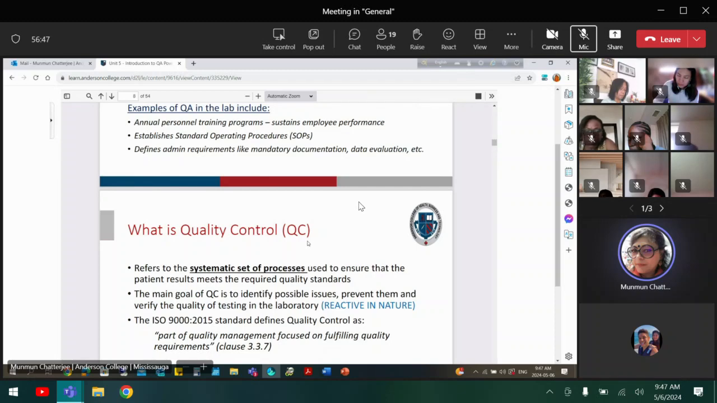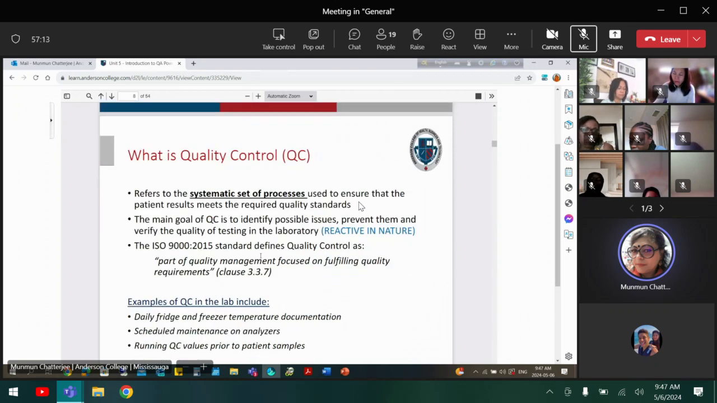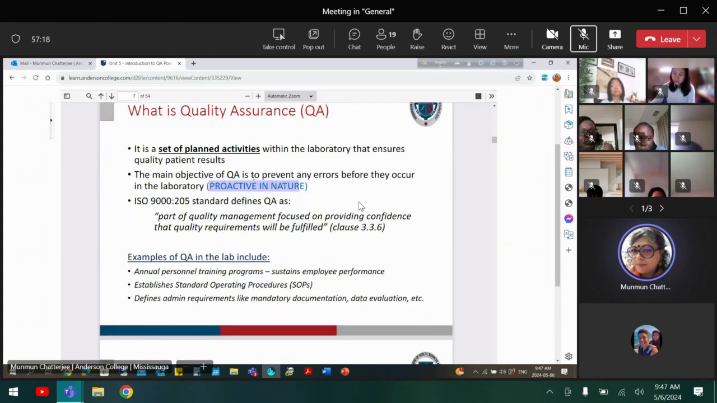So what is quality control? Quality control is that you are doing something, testing something, to make sure it is within the standard. If it works and is 100% good, then that tells you this is the managed quality assurance. It refers to the systematic set of processes. This is a set of planned activities. Quality assurance is a set of planned activities.